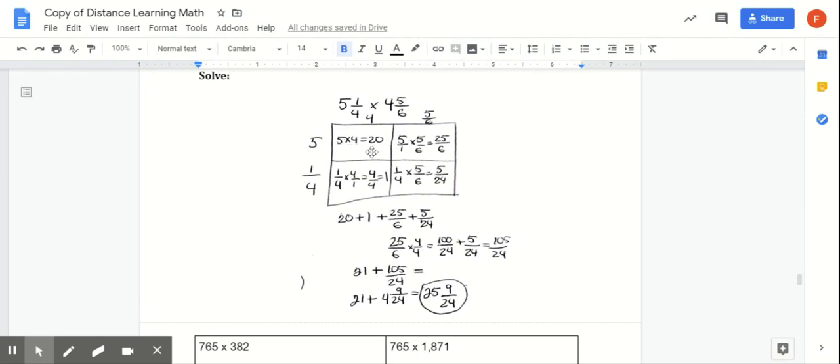I have 5 times 4 equals 20. 1/4 times 4 equals 4 over 4, which also equals 1. Then I have 5 times 5/6, which is going to get me 25 over 6, or 25/6. Then I have 1/4 times 5/6, which equals 5/24.